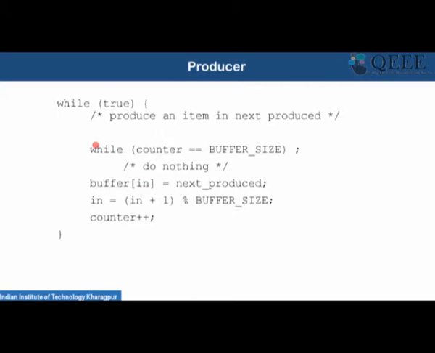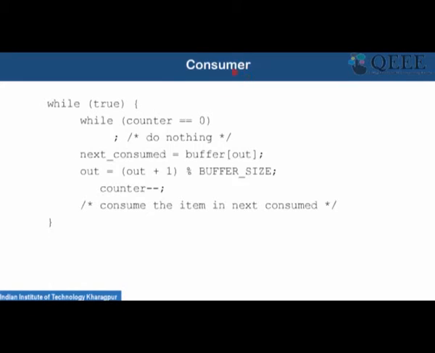If the counter is less than the buffer size, the counter basically keeps track of how many elements are there in the buffer, and the producer produces the next element and increments the counter value. So that is the producer code. And then there is the consumer code, which also runs in an infinite loop.